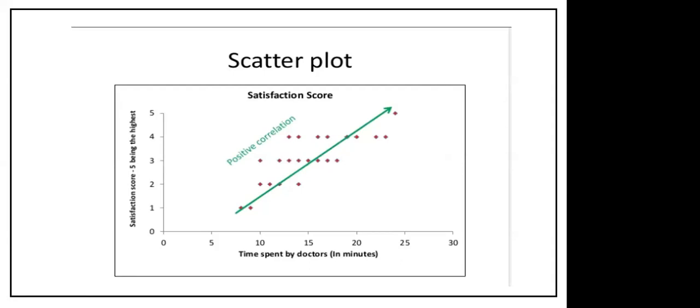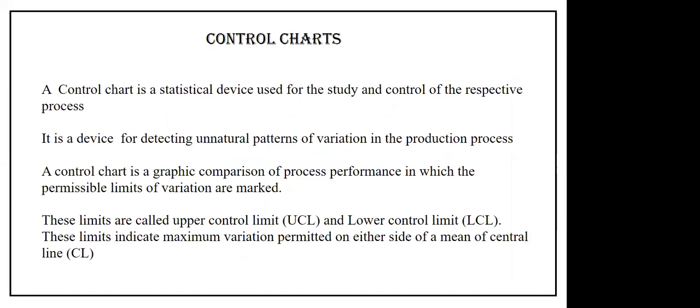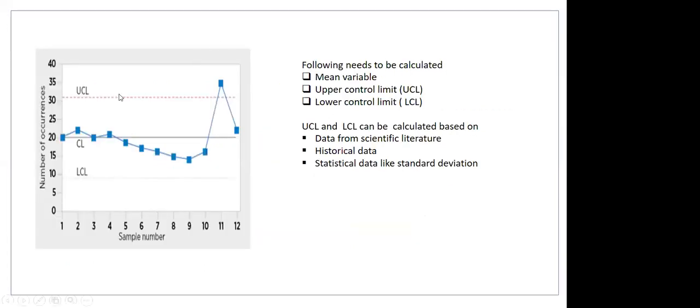Then moving to the next chart, the control chart. A control chart is a statistical device used for the study and control of a process. It is a device for detecting unnatural patterns of variation in the production process. A control chart is a graphic comparison of process performance in which the permissible limits of variation are marked. These limits are called the upper control limit and lower control limit. You can see the upper control limit, and also you can see the lower control limit.